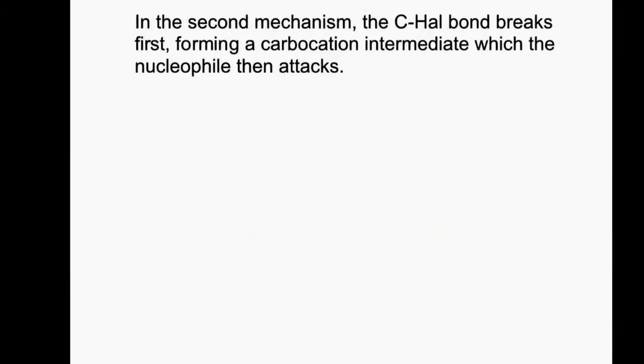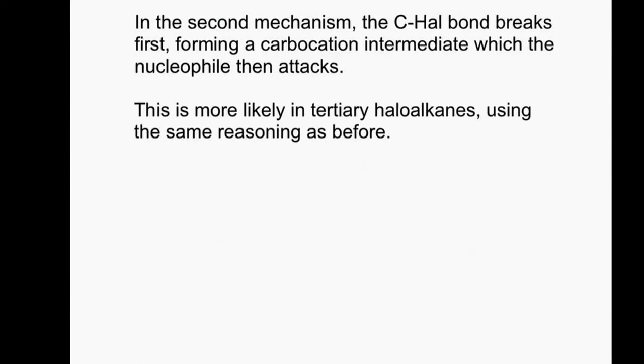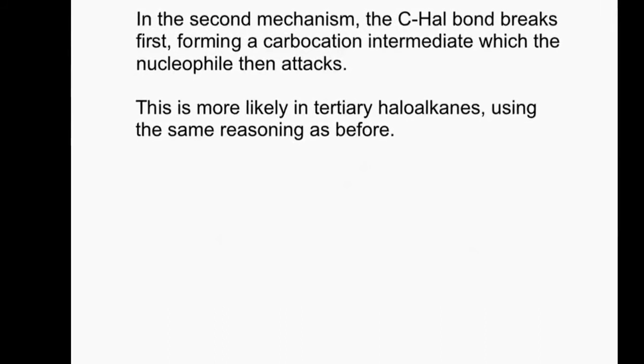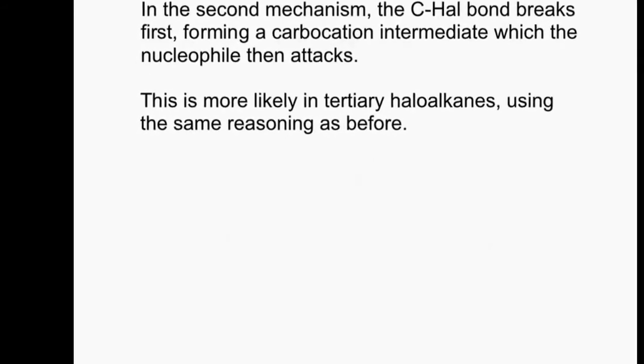Let's look at the second mechanism. In that mechanism, the carbon-halogen bond breaks first. So we form that positive carbocation intermediate, and then the nucleophile gets a chance to attack. It follows that this will be more likely in tertiary haloalkanes. For the same reasoning, you will have large, bulky carbon groups surrounding the halogenoalkane, not allowing space for the nucleophile to attack, and the carbocation will be more stable.